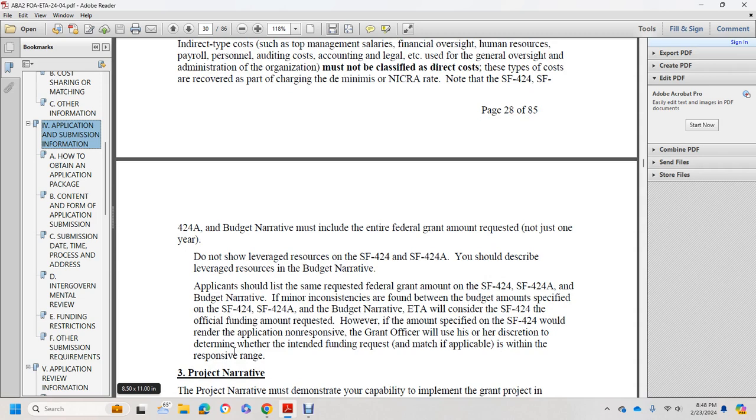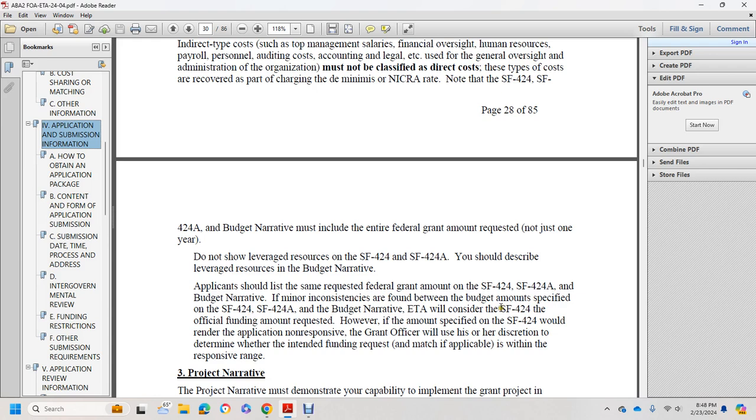The Do Not Show Leverage Resources line on the Standard Form 424 and 424A should describe the leveraged resources in the budget narrative. Applications should list the same requested federal grant amount on the Standard Form 424, 424A, and the budget narrative, with no minor inconsistency between the budget amounts specified.